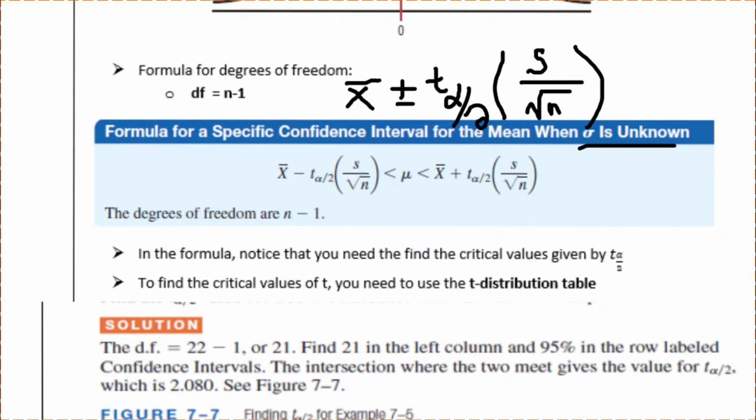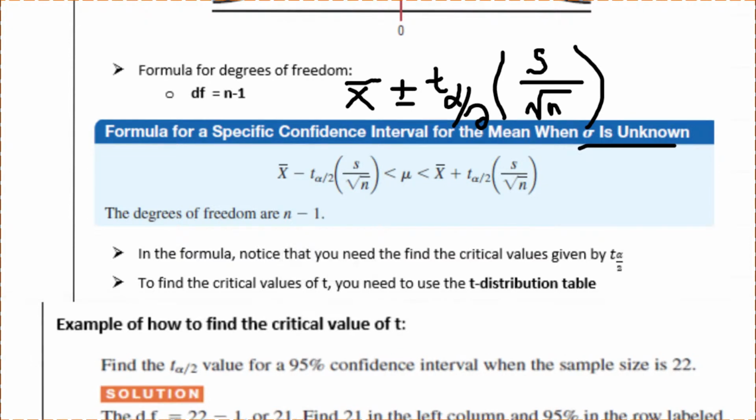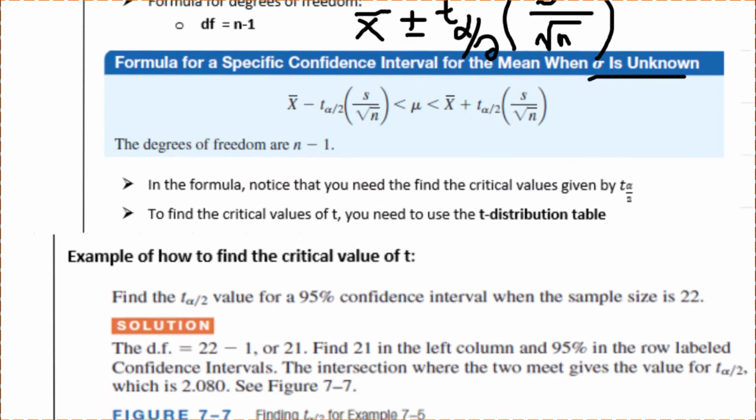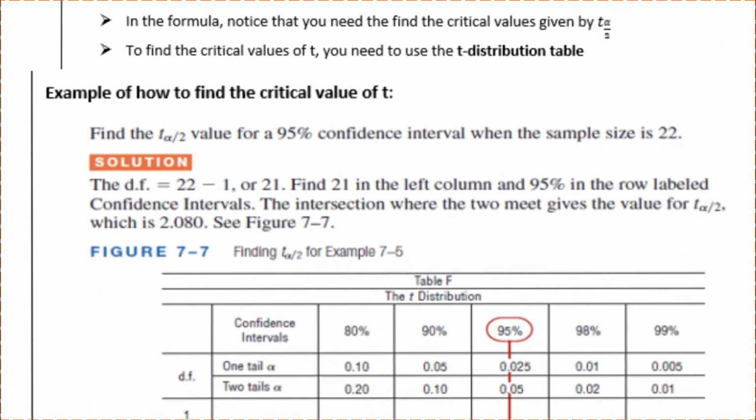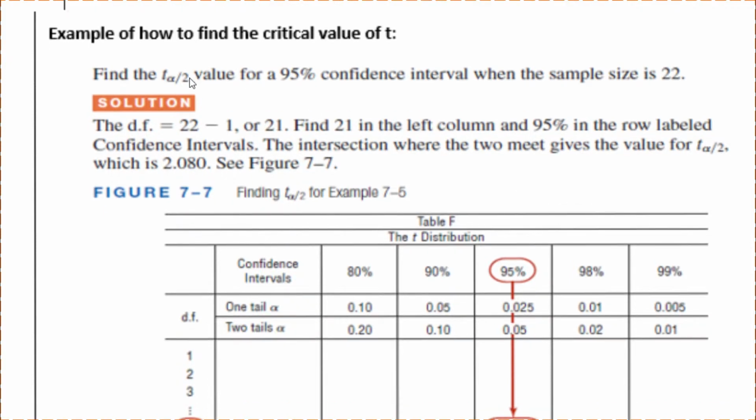All right. So in the formula, notice that you need to find the critical values given by the t. I'm going to give you an example of how that's used. Let's say we wanted to find the critical value for the t, for a 95% confidence interval, assuming that the sample size is 22. Again, the sample size is 22, which is less than 30. So that means we can go ahead and use the t.